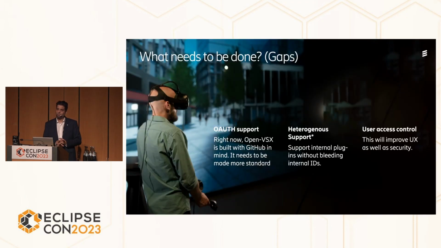So what is left to be done within VSX? And we do have developers working on this. They are not aiming to contribute the parts that we're doing that make no sense in open source, but we do need to have OAuth support decoupled from GitHub, or authentication support decoupled from GitHub. There are several internal plugins that we have, and we don't want people to find them out because developers might be bleeding IDs, plugin IDs. So we definitely want to have a way of having that internal Open VSX. And we definitely want user access control.